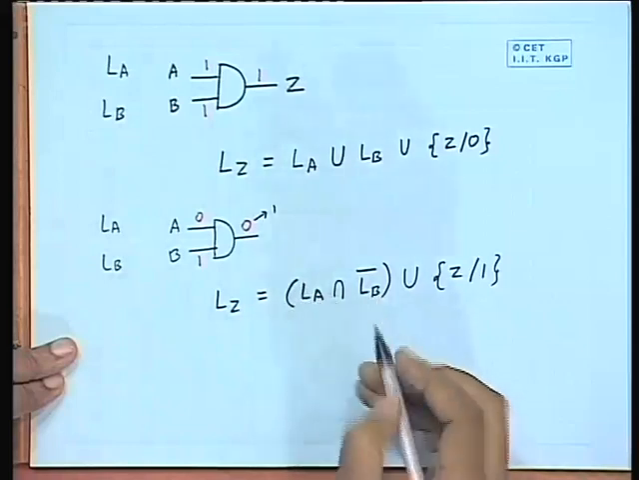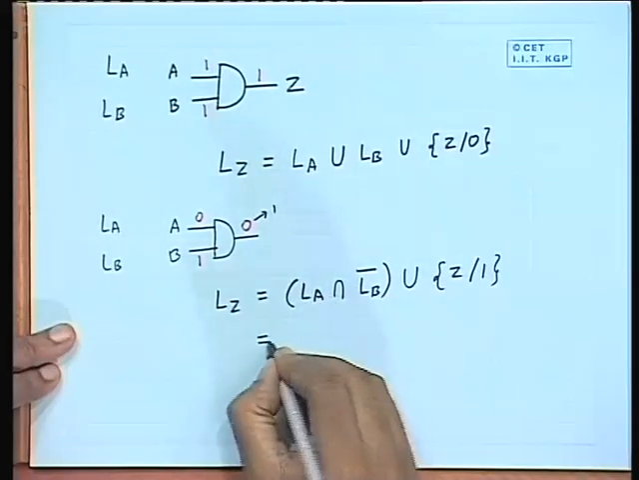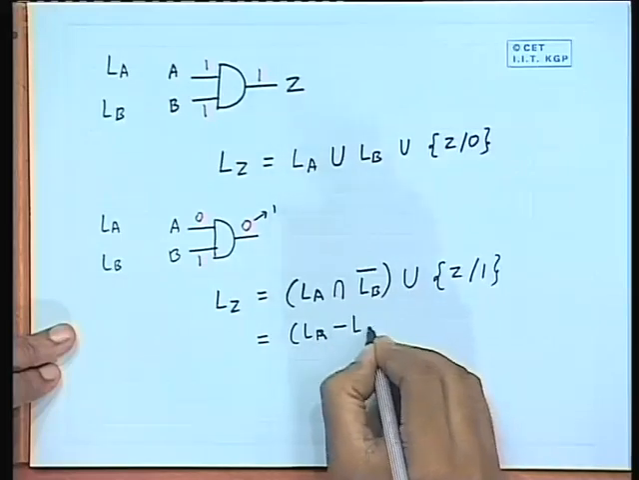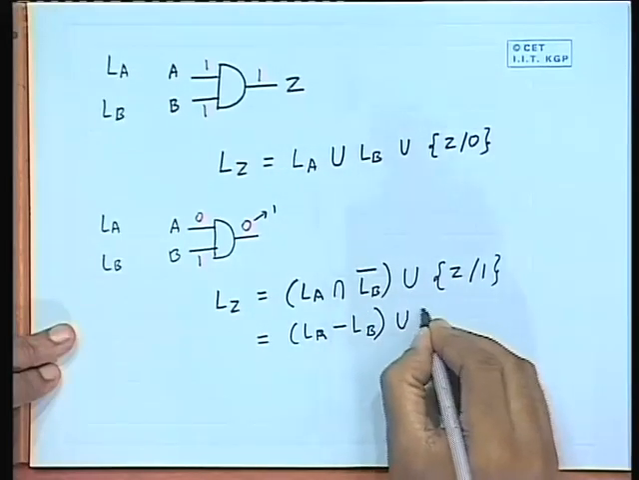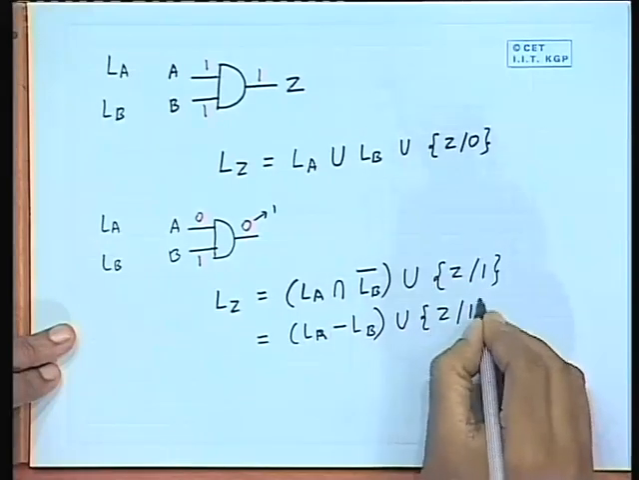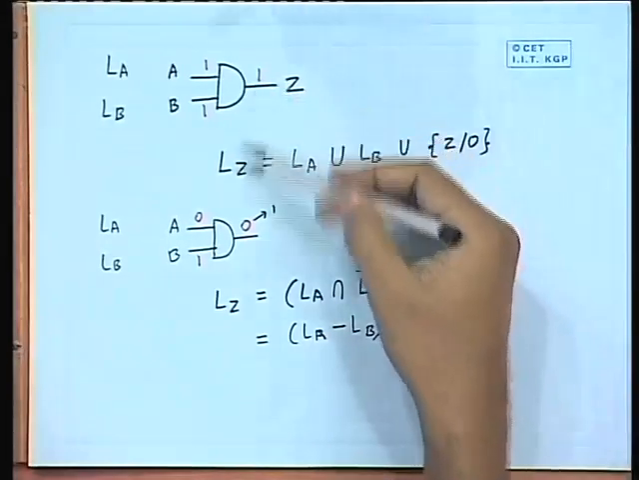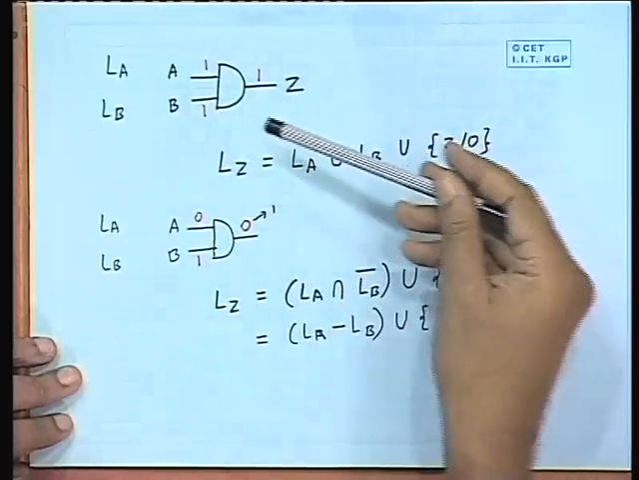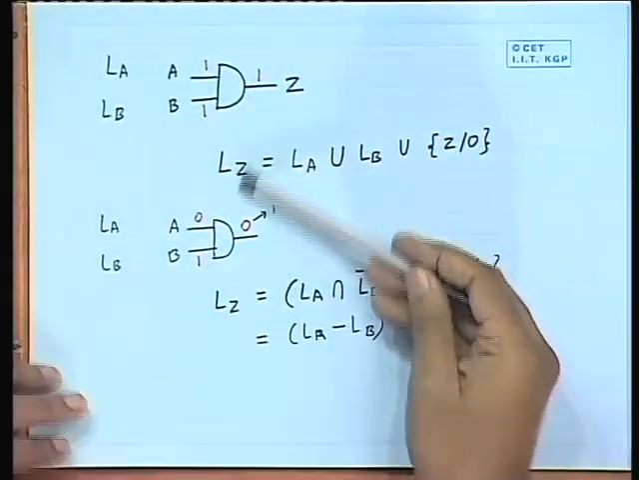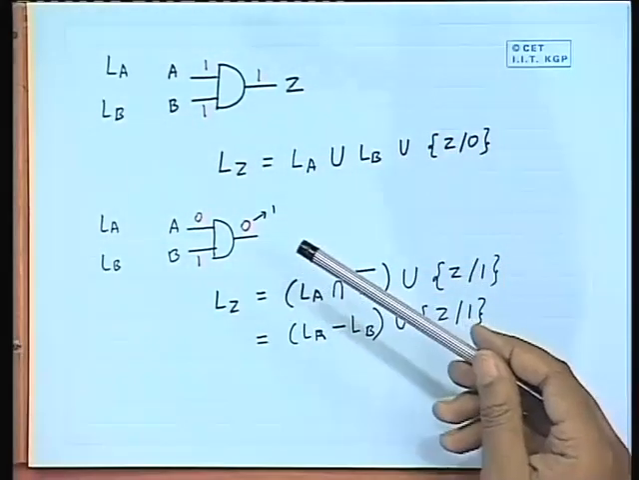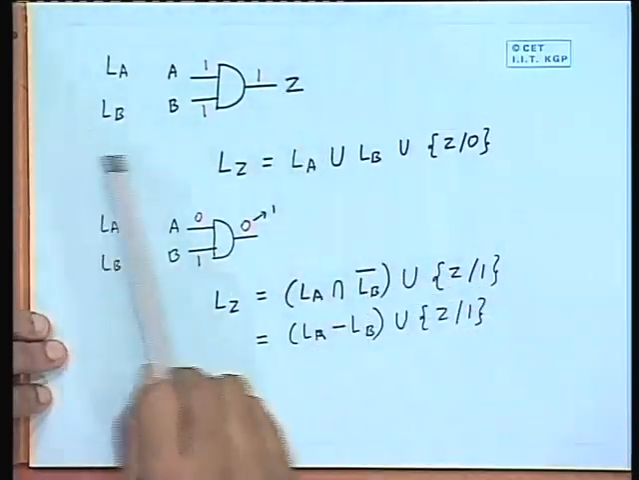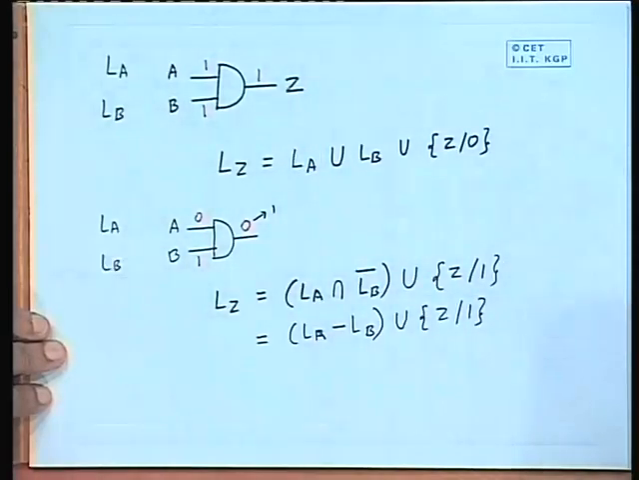Now, LA intersection LB bar in set theoretic form, you can also express it as LA minus LB union Z stuck at 1. So, I have illustrated this process for an AND gate. You can similarly think and extend it to OR, NAND and NOR gates. The processes are similar. You will have to see the type of the gate and the applied inputs, and you will have to systematically trace it out.